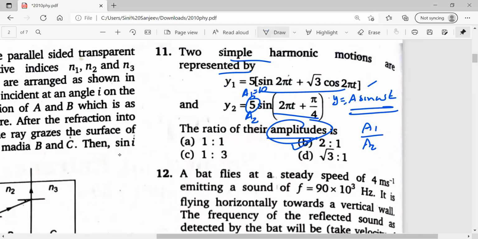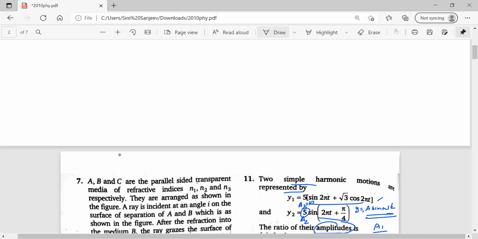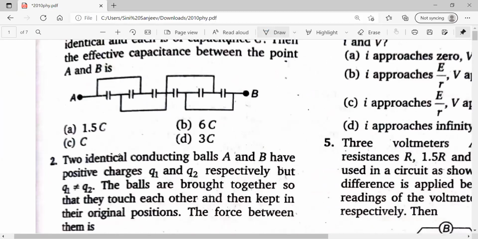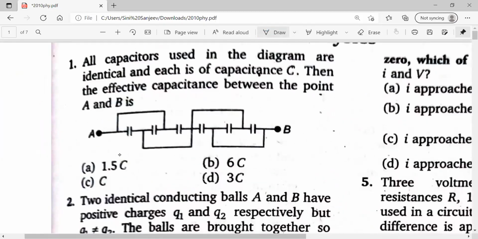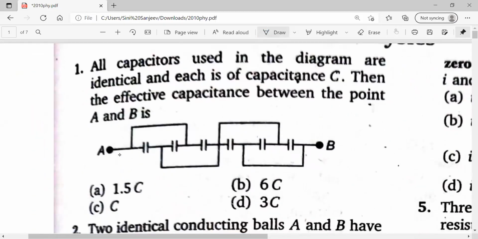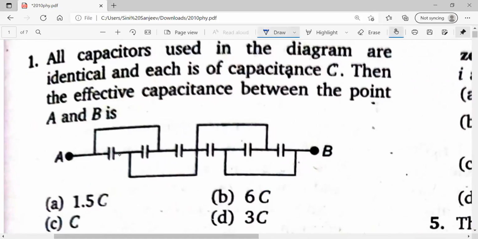So let's come back to the next question. Now let me start from the first. All capacitors used in the diagram are identical. Correct. Let me just take with this. And each one of them is having a capacitance C. Then the effective capacitance between the point A and B is what?